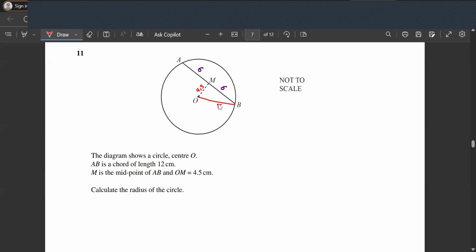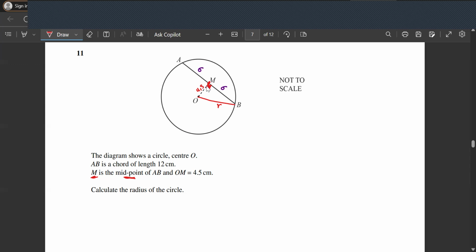Why is it a right angle? Because whenever you have a line and a chord, and this line bisects the chord, it is 90 degrees. So when he said that M is the midpoint, that means M is in the middle, and whenever M is in the middle, it is 90. So I can easily use Pythagoras.